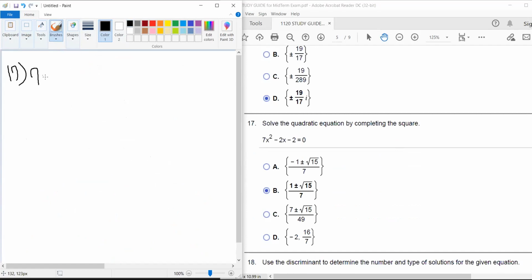We have 7x squared minus 2x minus 2 equal to 0. A couple of things must happen in order to complete the square. Your constant must be on the other side. So let's get that out of the way by adding 2 to both sides.